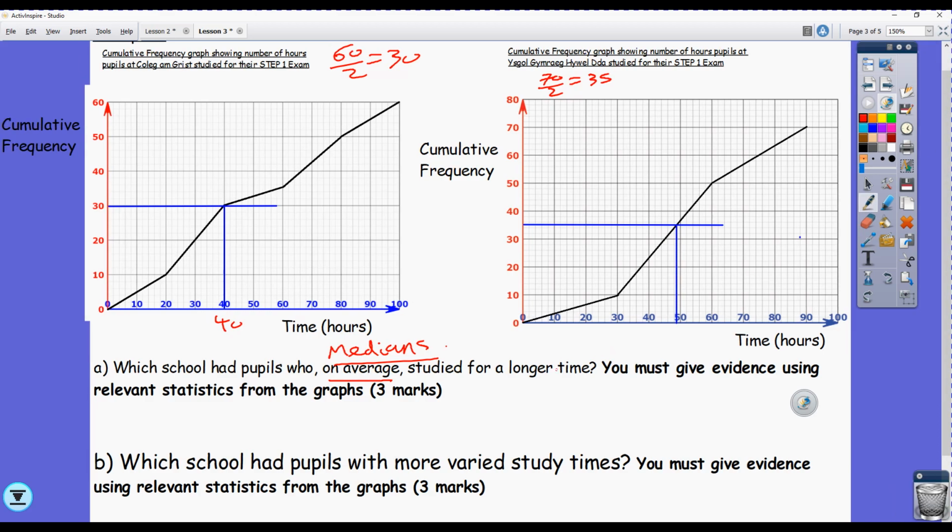So we can see that we're going up in 2s again. So 42, 44, 46, 48, 49. So 49. So we can see that the median for the first school is 40. Median for the second school is 49. So to get those 3 marks, I would say median for Coleg am Grist. I'll put Coleg am Grist.